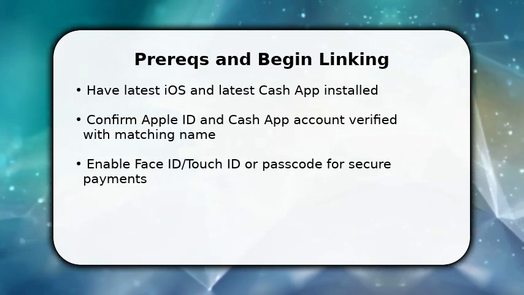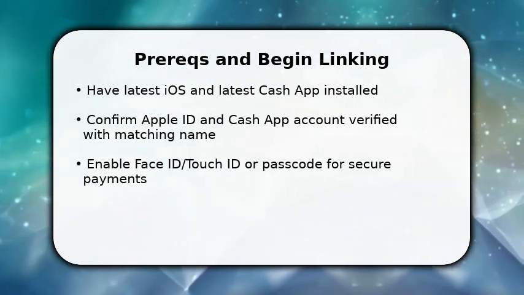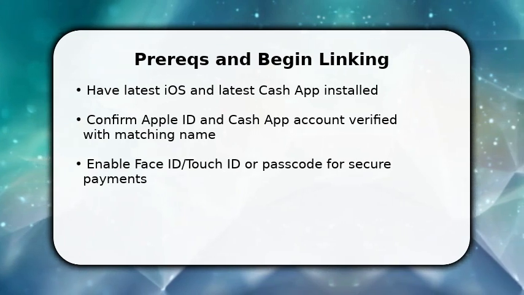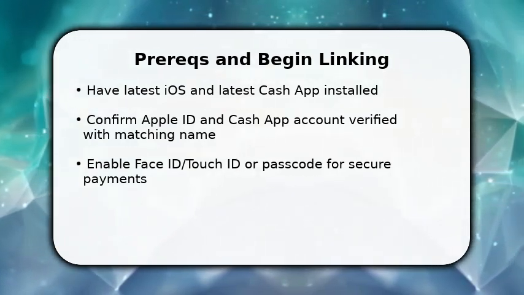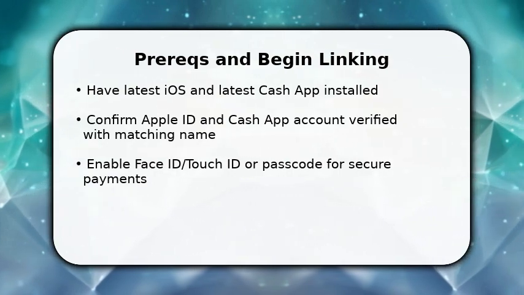Next, prepare to add a card. You'll need a Cash App card or a linked Visa/MasterCard debit on file. This immediate setup avoids backtracking and gets you into the linking flow straight away.